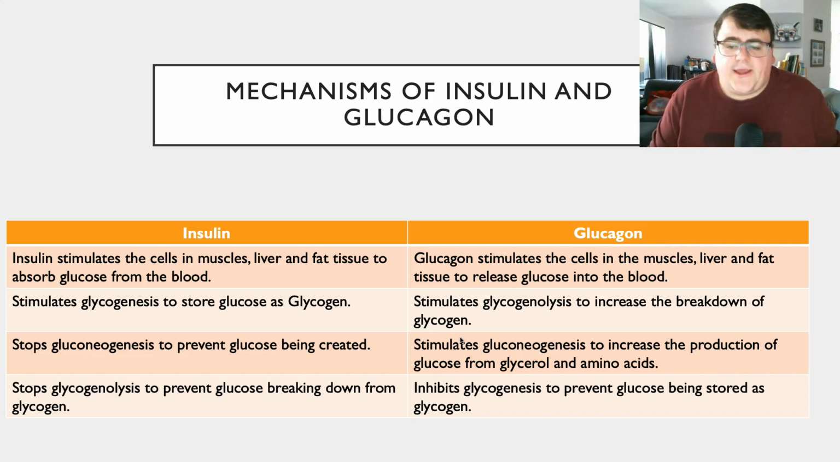Glucagon does the opposite. It stimulates the cells in your muscles, liver, and fat to release glucose into the blood. It stimulates glycogenolysis to break down glycogen into glucose that our body can use to create energy through aerobic respiration. It stimulates gluconeogenesis to increase the production of glucose from glycerol and amino acids. We want more glucose being made. What it does stop is glycogenesis. We don't want that glucose being stored as glycogen. We need it now. So that's how insulin and glucagon work.